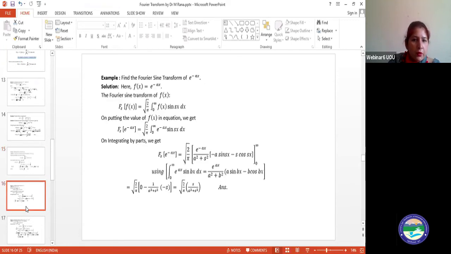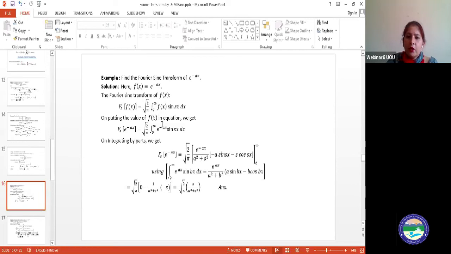Now we'll do one more question. You have to calculate the Fourier sine transform of e raised to power minus ax. Again, you directly use the formula. The Fourier sine transform of f(x) is root 2 by pi, integration from 0 to infinity of f(x) sine sx dx.